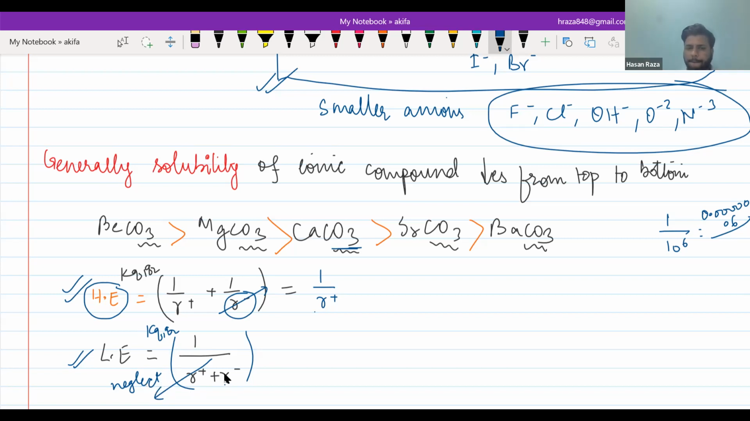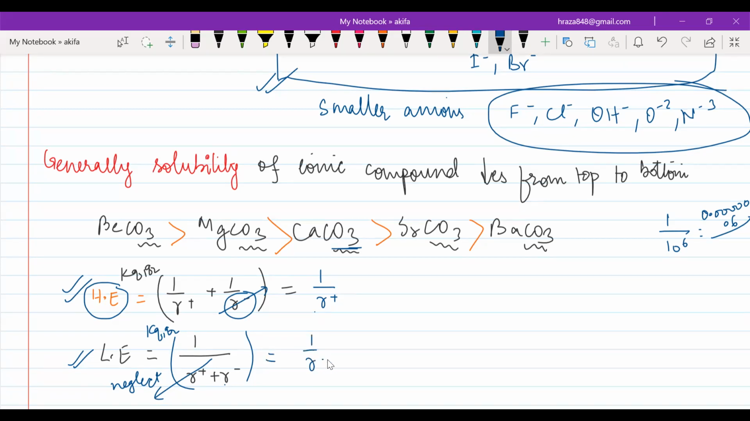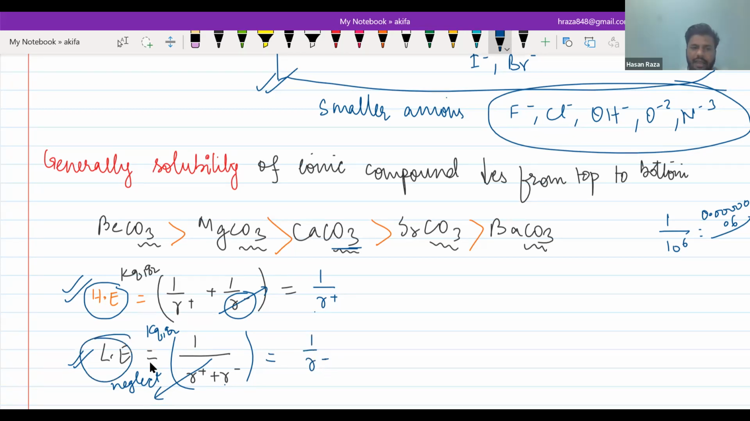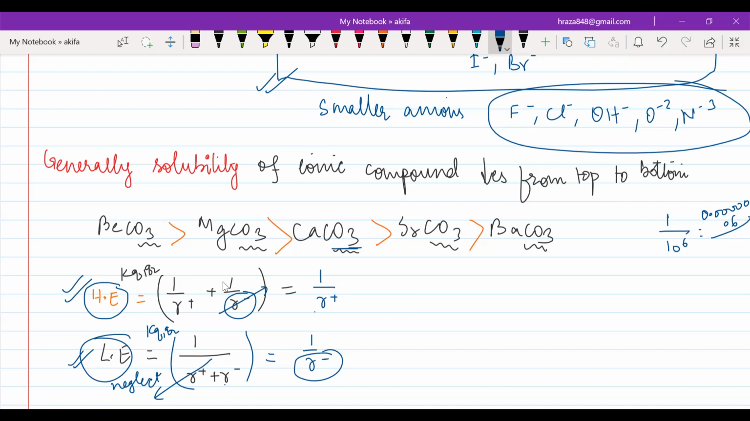Are you getting my point? Yes. So here it will be r minus. That means lattice enthalpy is inversely proportional to the radius of an ion, and the radius of an ion here is basically the same. Now we know that where the hydration enthalpy is high, the solubility will be high. Is that clear? Yes. That's why it comes in this order. Just write it.